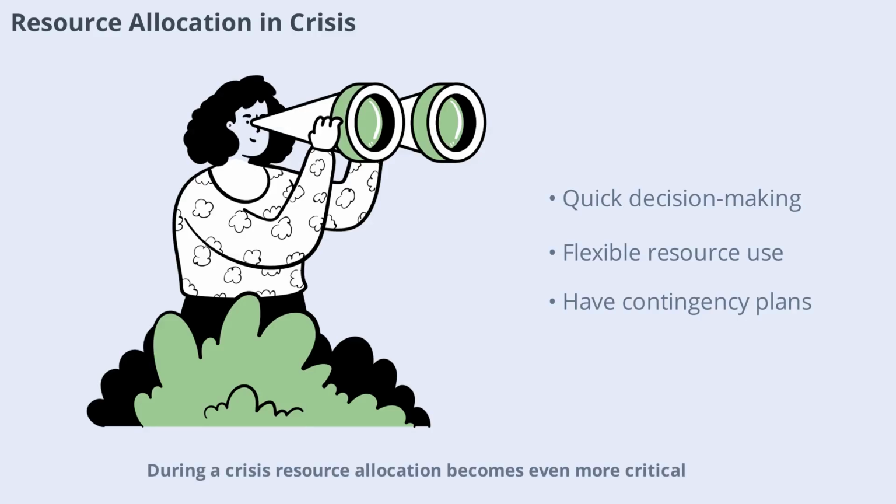During a crisis, resource allocation becomes even more critical. Quick decision-making, clear priorities, and flexible resource use can help your team respond effectively. Having contingency plans in place ensures you can adapt to changing circumstances and keep your project moving forward.